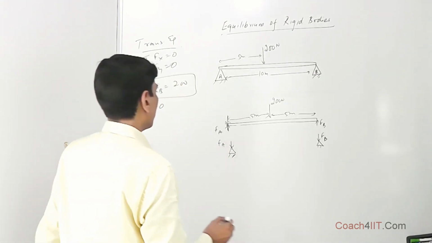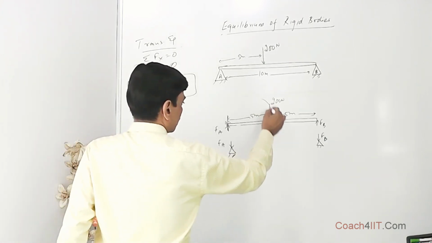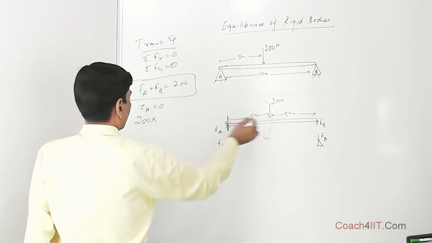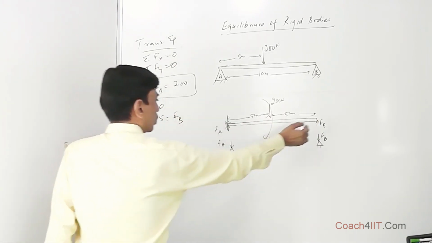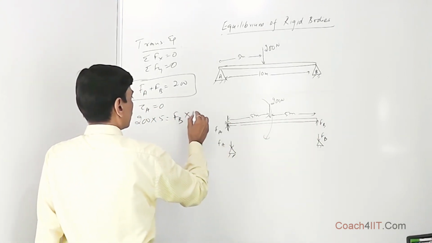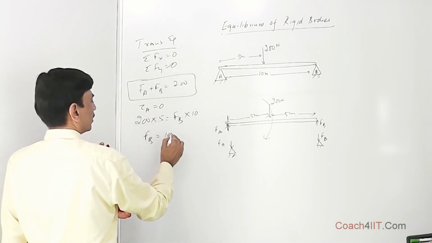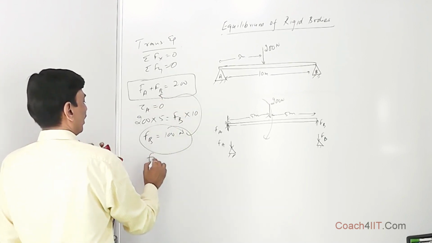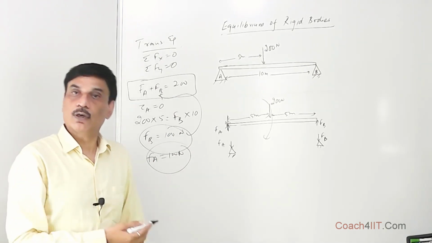So it means about A, clockwise moments have to be equal to anti-clockwise moments. This is the clockwise moment, which is trying to rotate, of 200 Newton. So it means 200 into 5 is equal to FB into the distance from the same axis, about A only we are talking about. So 5 plus 5, into 10. So FB comes out to be 1000 by 10, that is 100 Newton only. So if FB is 100, we put it over here, FA also comes out to be 100 Newton. So that matches with our common sense answer.